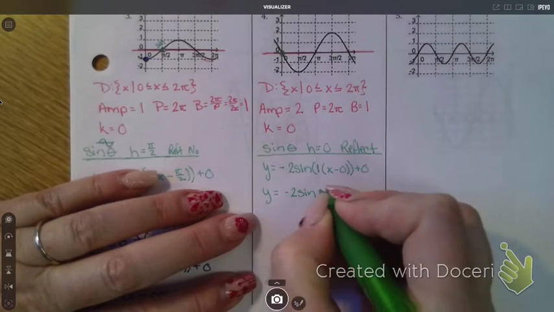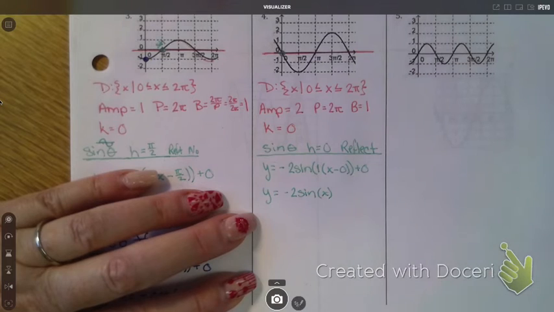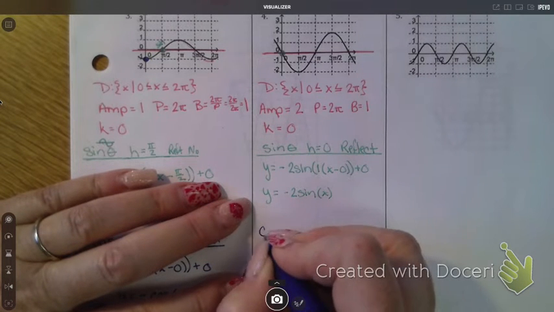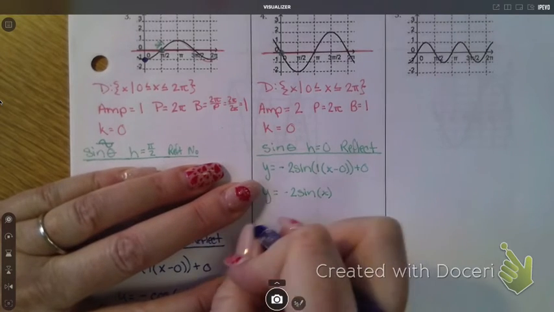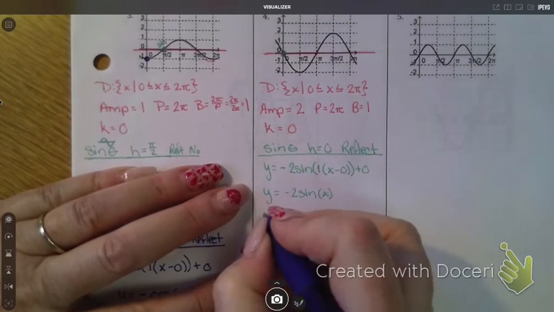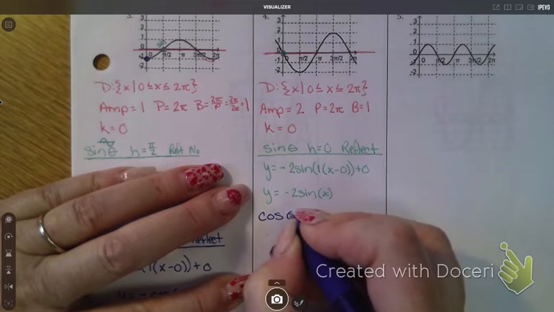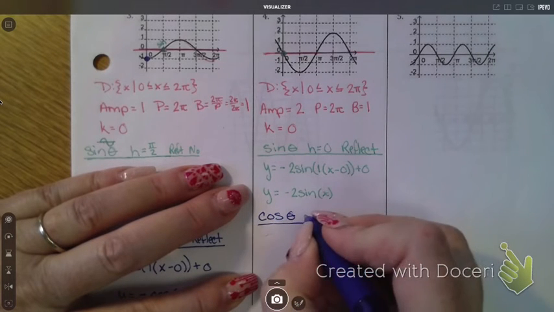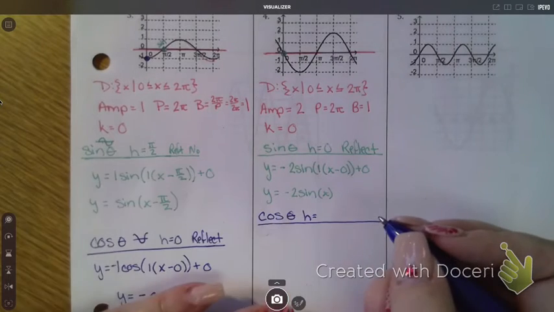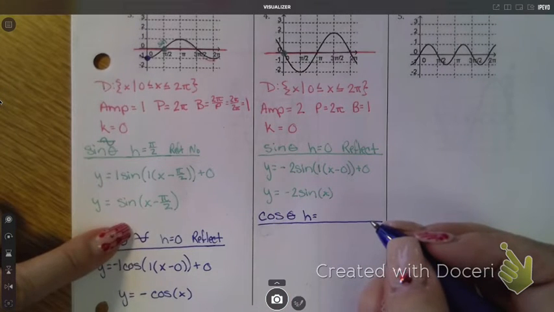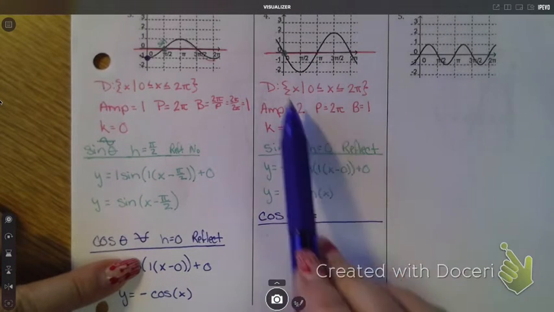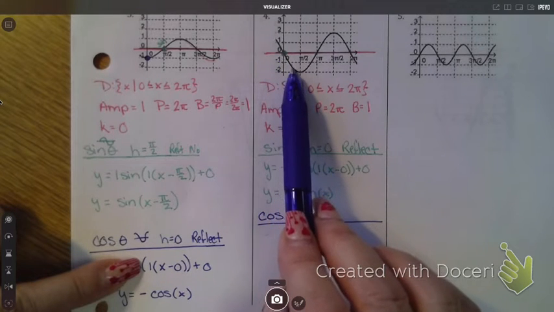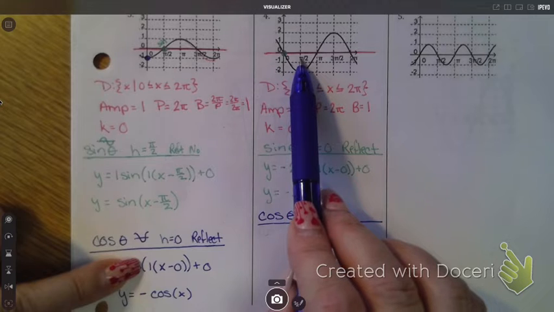Do you guys want to try cosine on your own? Sure. How do you find the h for cosine? Okay, so cosine starts at a maximum or a minimum. So we're starting at 0 because that's our first thing, right? So where's the first minimum or max I hit? Negative 2. Pi over 2, the x value. Oh, okay.